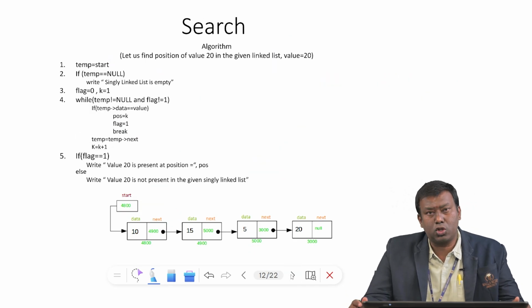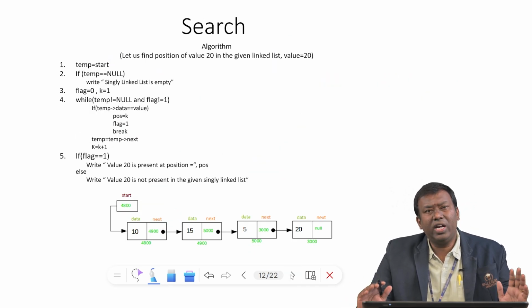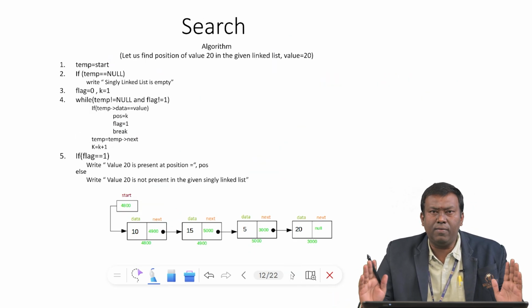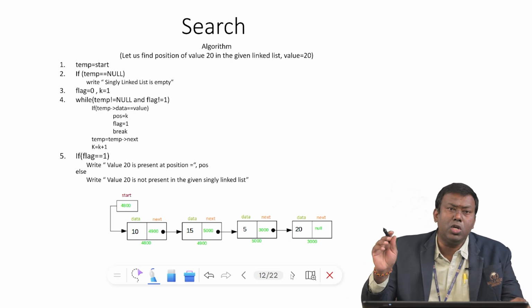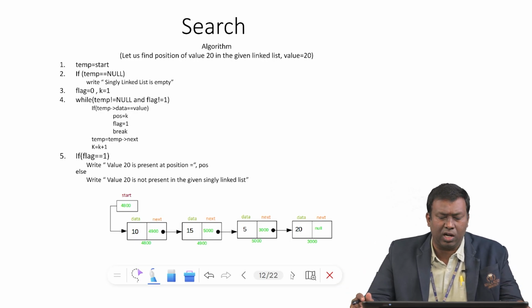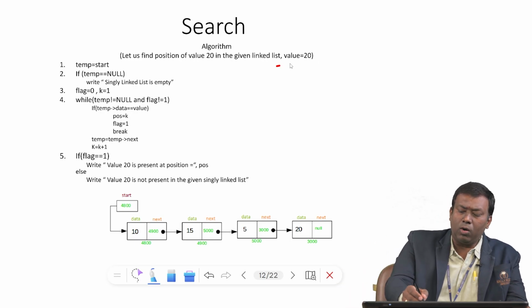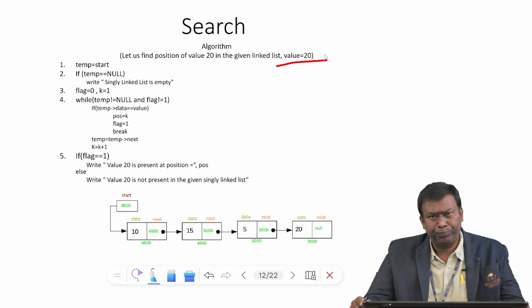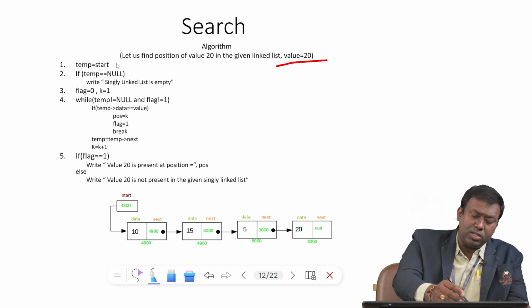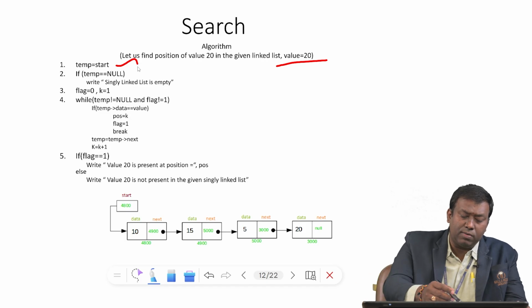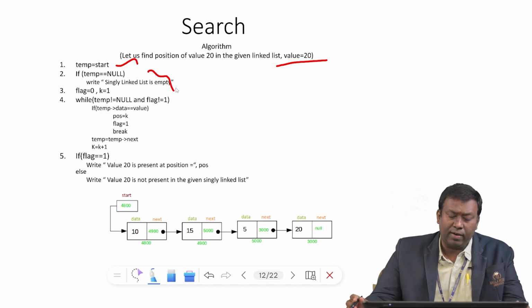Next, we go with the search. What is a search? It is exactly opposite to the find. I am giving a value, and now I want to find the position of the value present in the given single linked list. Assume that I want to search the value 20 in the given single linked list. Here also the same procedure that we have done. Temp is initialized with the start. I am checking the condition whether the linked list is empty or not.